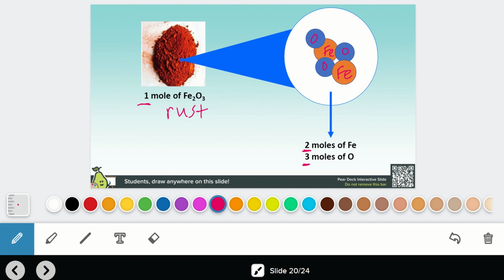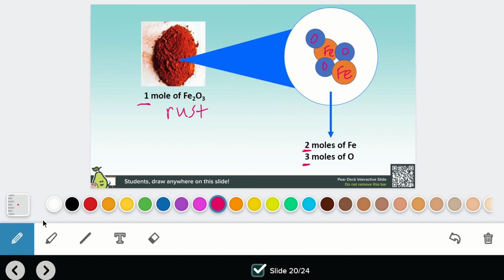All right, so what that means also is that since a mole is 602 hexillion things, our iron would be 2 times that amount, which would be our total number of iron atoms, and our total number of oxygen atoms would be 3 times that amount. That's a ton of atoms, right? So it's so much easier to count in moles than it is to count in individual numbers of atoms.